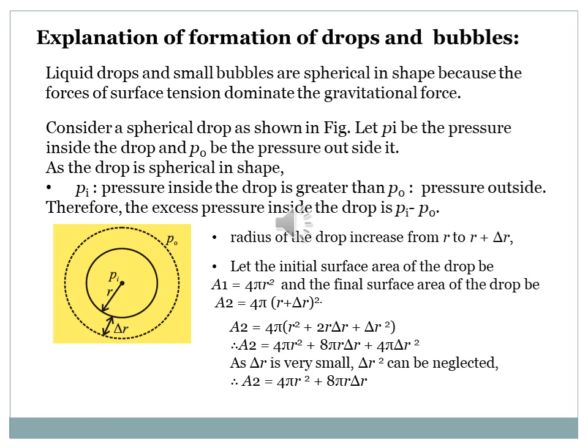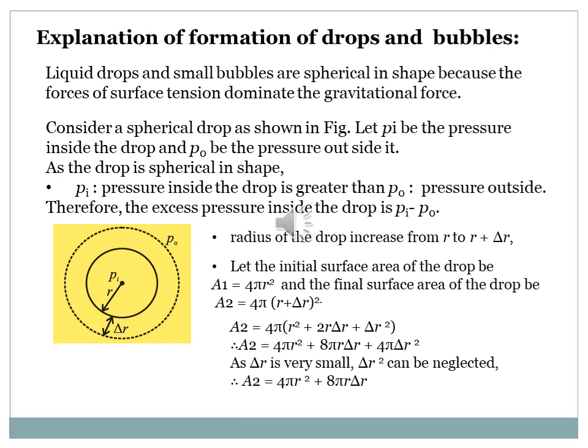So we are going to consider the surface energies and surface areas of both the surfaces, inside and outside. The initial surface area of the drop, which is A1, is nothing but 4 pi r square, small r square. And the final surface area, when the radius is increased up to r plus delta r, will be A2. It is nothing but 4 pi into bracket, what will be that? It will be r plus delta r bracket square. So this is nothing but A2, the final surface area of the drop.